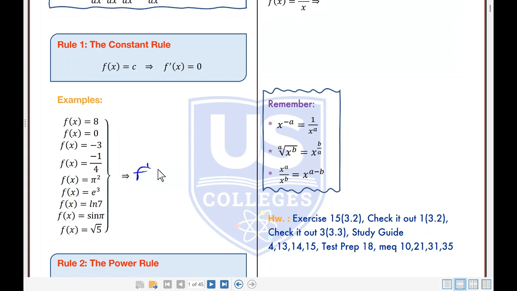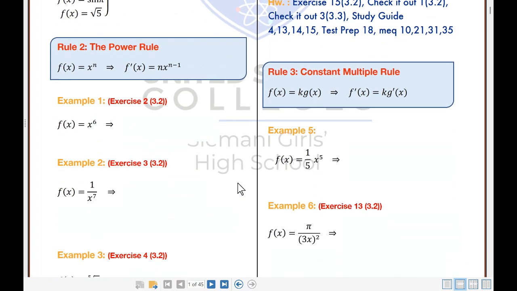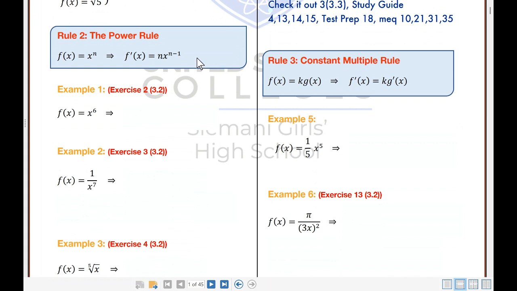So we can say derivative of all these functions is 0 because the functions are constant. This is the first rule. Let's continue with the second rule, power rule. The power rule says, in order to take the derivative, take the power, put it in front of the function, and decrease the power by 1. So pull the power out in front and decrease the power by 1.